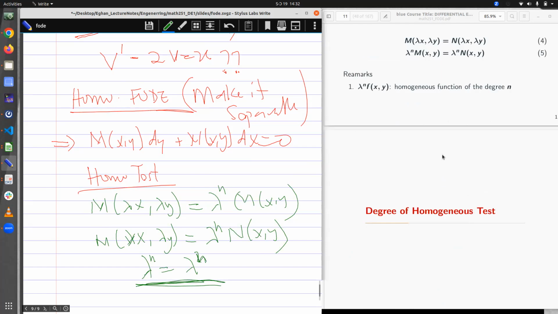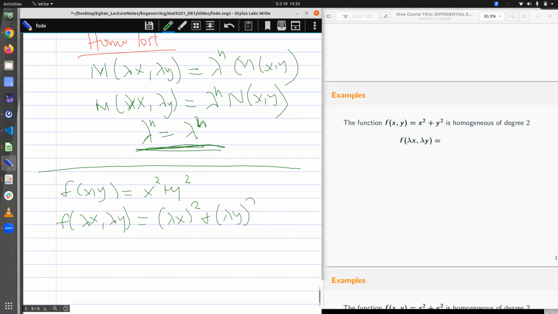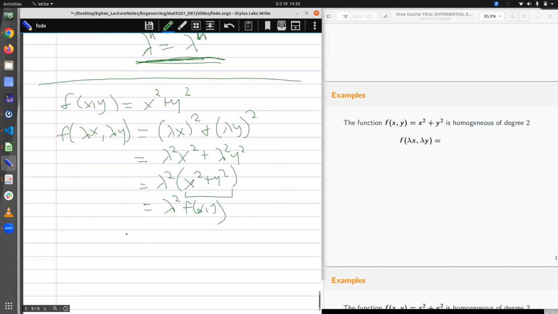So let's take the first order. So it's a homogeneous function of degree n. Let's take some examples. If I have a function f of xy equal to x squared plus y squared, is this function homogeneous? If it is homogeneous, of what degree? So I just substitute my lambda x, lambda y. This will be equal to, wherever I see x, I have lambda x. So lambda x squared plus lambda y all squared. You realize that I can factorize lambda squared out, giving me x squared plus y squared, which is also equal to lambda squared times f of xy. Hence, this expression is homogeneous with degree 2.